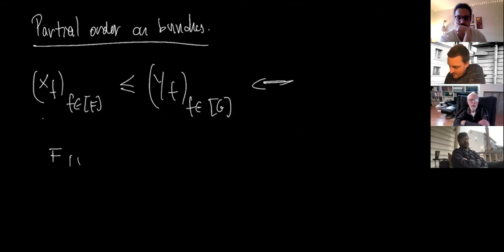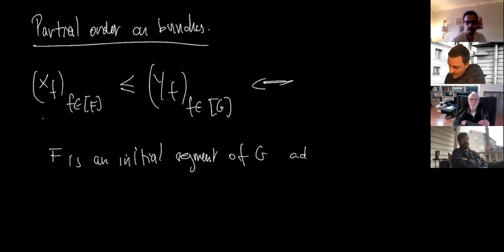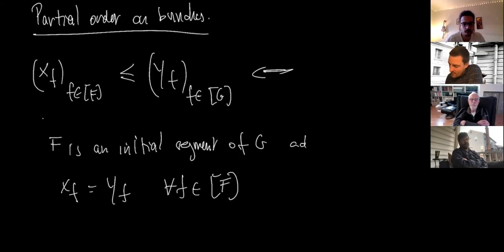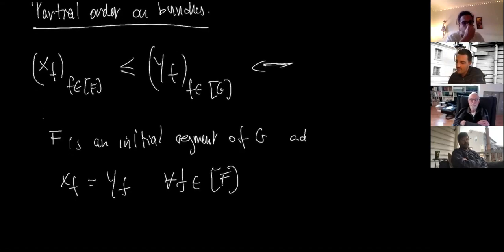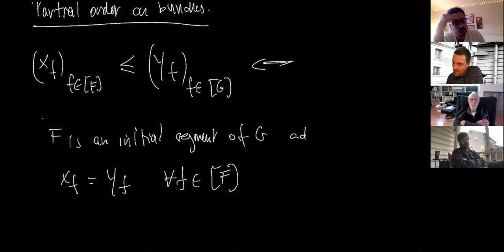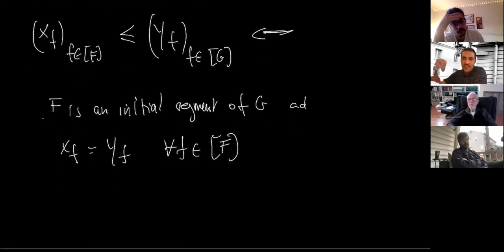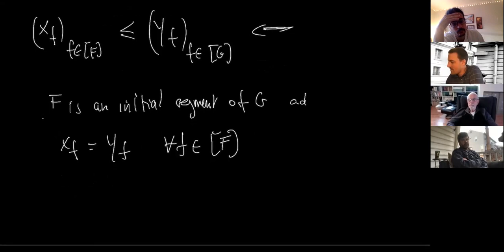Okay, so the order is defined as follows. F is an initial segment of G, and X_f is going to be equal to Y_f for every f which is a function whose support is in F. Okay, so this makes sense because F is included in G. So if a function has its support in F, it necessarily has its support in G as well. So I want this kind of extension phenomenon as well, but now for bunches.